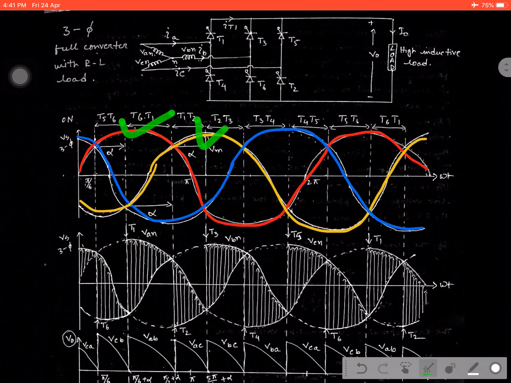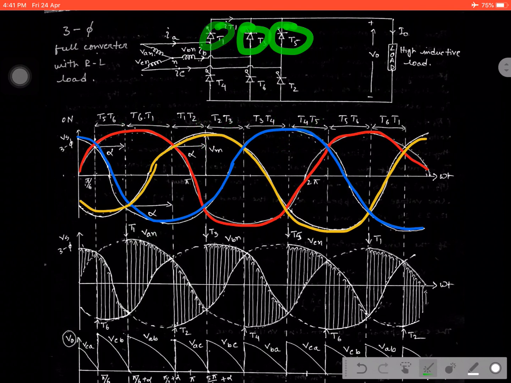For all the forward peaks we are applying the triggering pulse across T1, T3, T5, and for all the negative peaks, suppose this one, this one, this one, we are applying the triggering pulse, that is T2, T4 and T6. So the operation will continue.